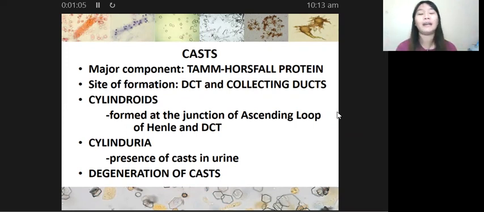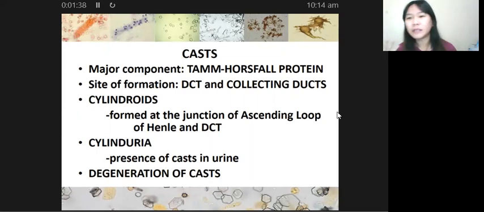Let us try to define, okay? Ano ba ang casts? So, class, pag sinabi nating casts, these are sediments that are formed in the lumen of the tubules of your kidneys. Okay? Ma'am, bakit sila tinatawag na cast? Because they are named as casts because they are molded in the tubules.